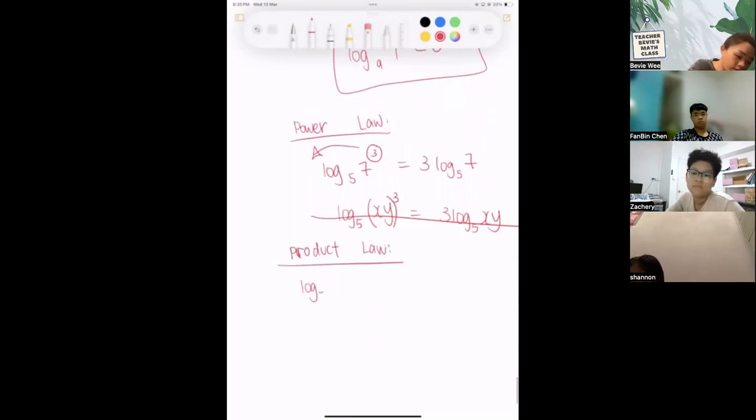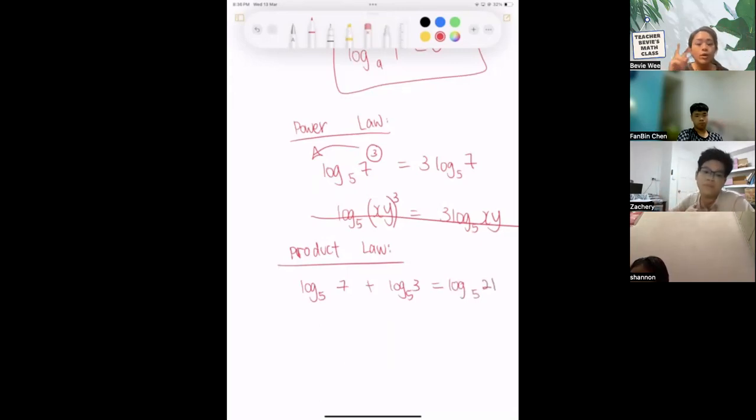Product law, if I have log 5, 7 plus log 5, 3, what does this give me? Log 5, 7 times 3. Yes, correct. Very good. This gives me log 5, 21. So multiply. You must know the other way also. If I give you log 5 of x cubed y squared, you must know that it's log 5 x cubed plus log 5 y squared. You must know how to split it up again.